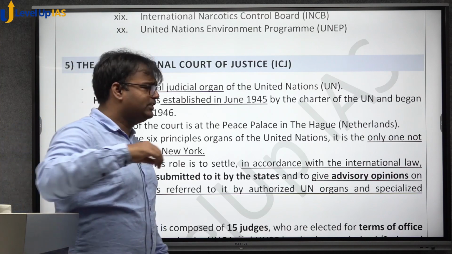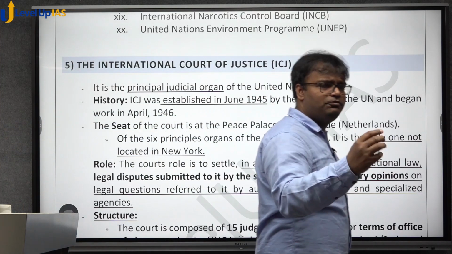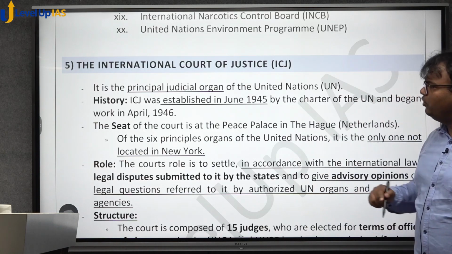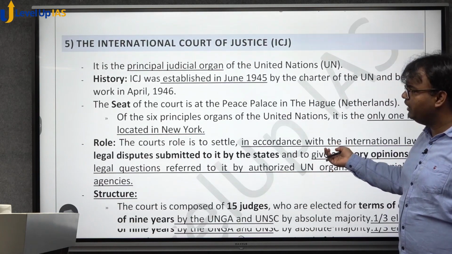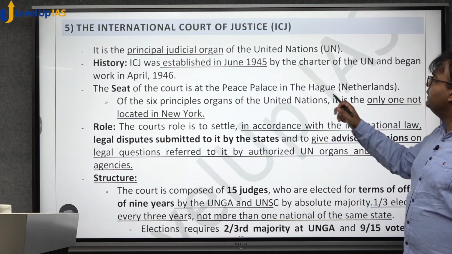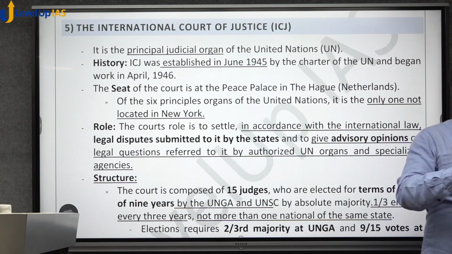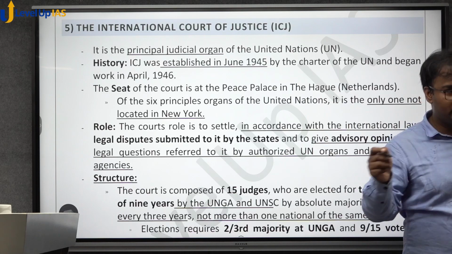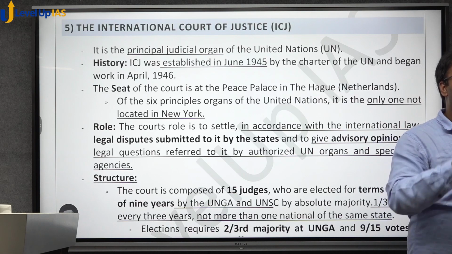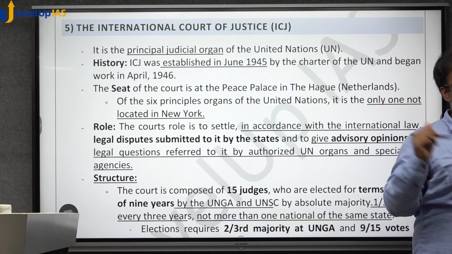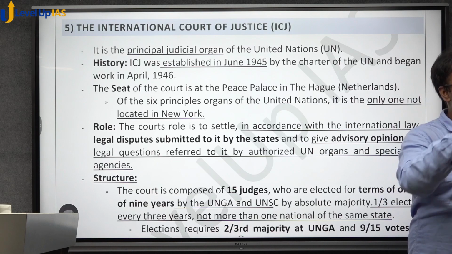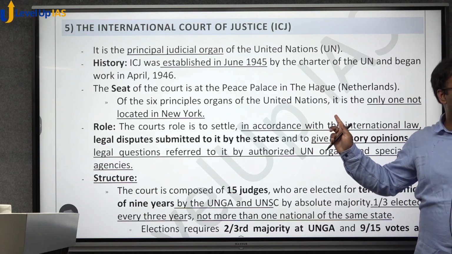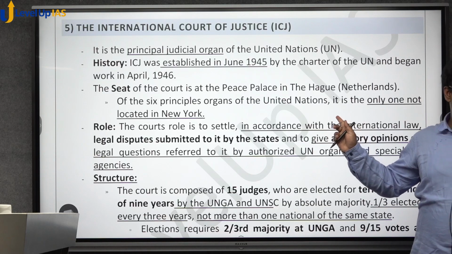International Court of Justice. First, let us look at some factual stuff before we get into the nitty-gritties of its function. It's the judicial organ. It was established in June 1945. It is headquartered in The Hague, Netherlands. Of the 6 principal organs of United Nations, this is the fifth we are studying, the sixth would be Secretariat. Only one situated outside New York is this. Remaining 5 are all situated in New York. This is the only one which is situated outside New York, in The Hague, Netherlands.